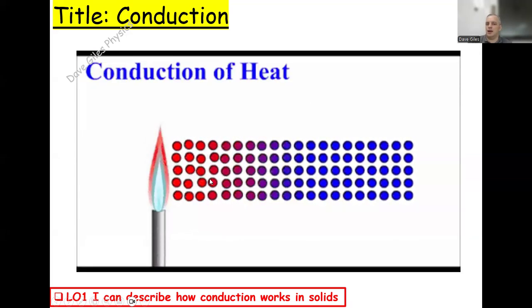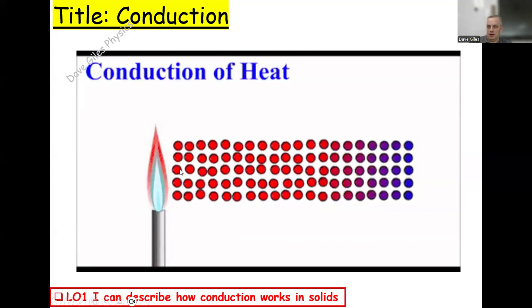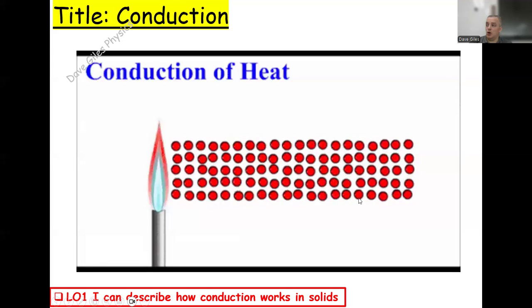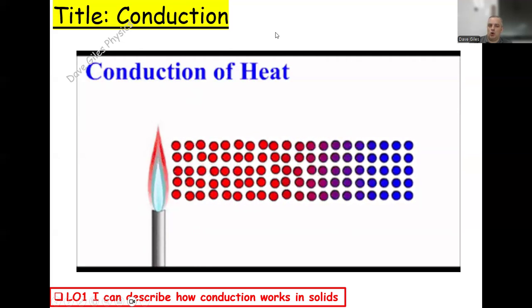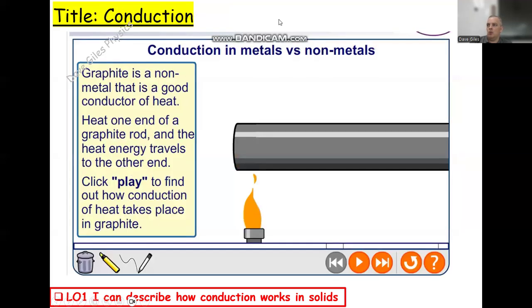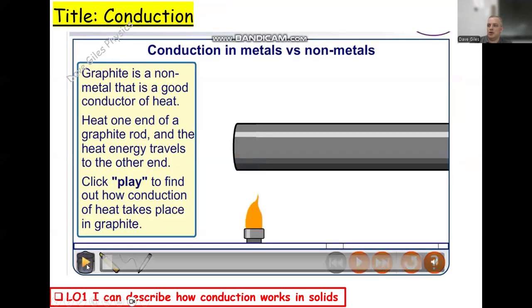You can see it here in this little animation I've got. It starts off at this end, starting to give energy, then the energy is transferred down the line all the way to the end. That is how conduction works in any solid, but more specifically in metals, we have to look at something else, which is the free electrons.